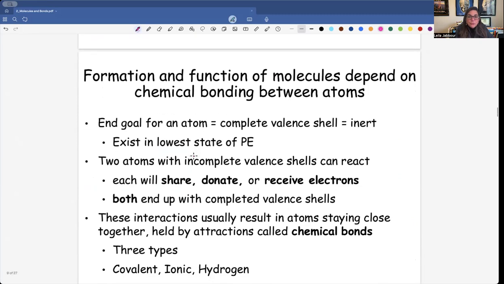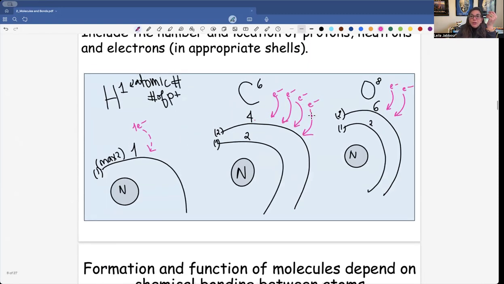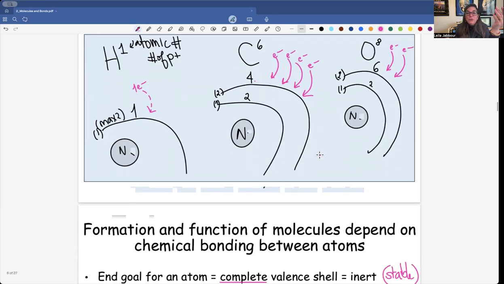Okay, so the formation and the function of the molecules that we're trying to build, remember this is what we're talking about in this chapter, it depends on the chemical bonds between the atoms. So the end goal for an atom is to complete the valence shell to be stable or inert. Stable. Complete the valence shell. And how did we complete it? We brought electrons from somewhere else. That way we end up with 8 electrons on the valence shells.